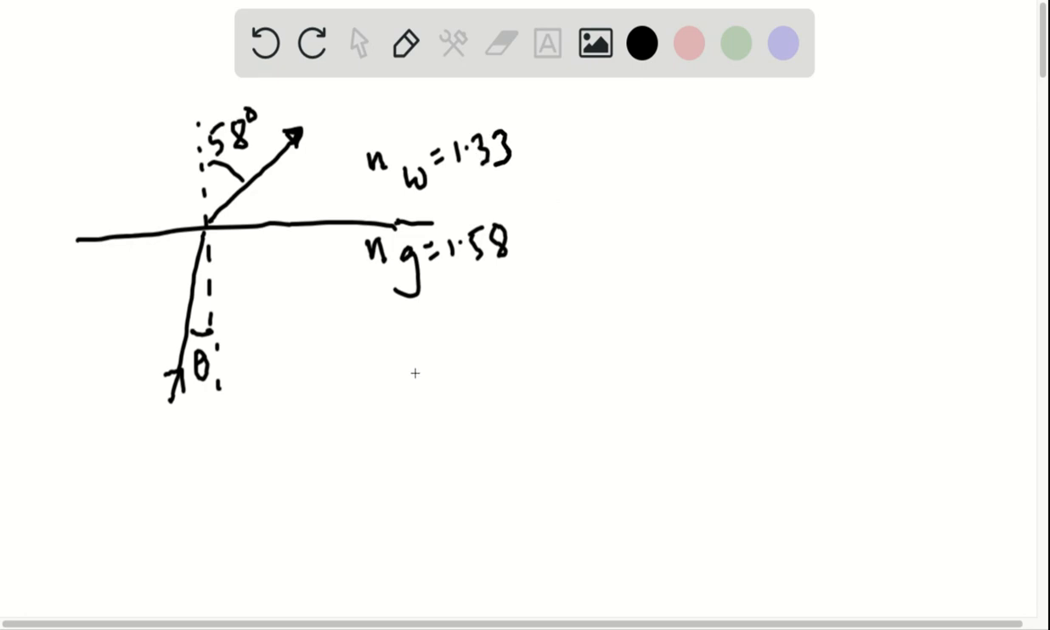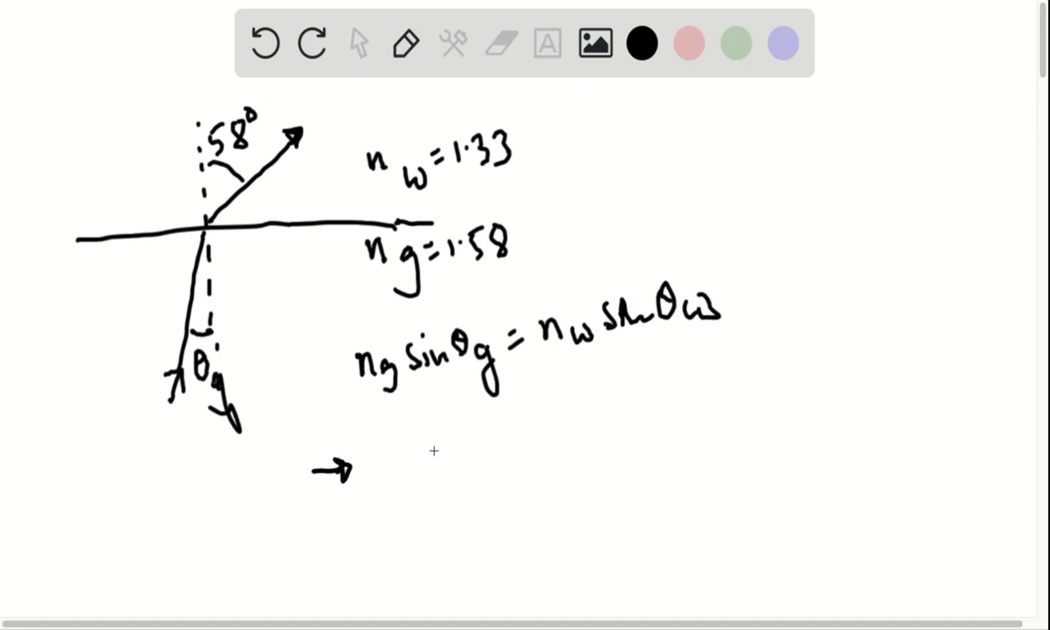So we are going to use n glass sine, let's call it theta g, equals n water sine of theta water. So theta g will come out to be arcsine n water over n g sine of theta water.